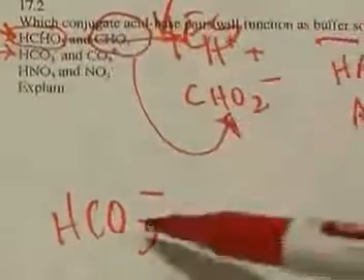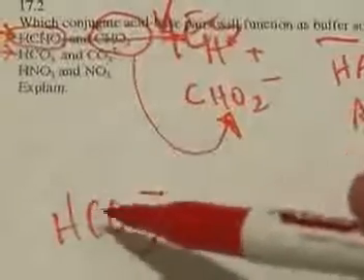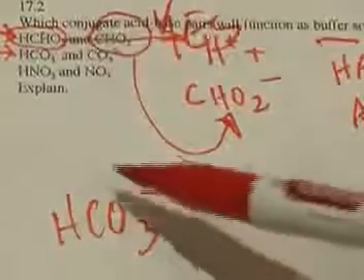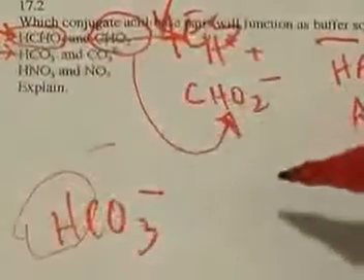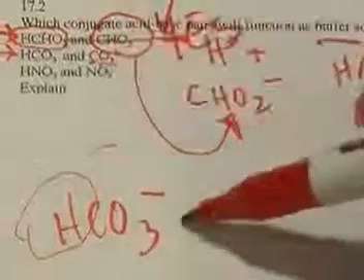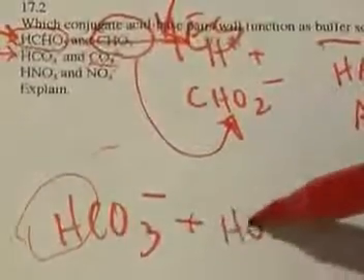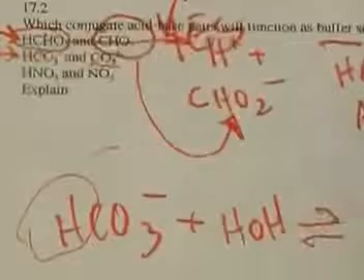Let's take a look at the second one now. This one's got HCO3 minus and then CO3 minus. Well, HCO3 minus could be a proton acceptor and then become H2CO3, or it could donate this proton as well and become CO3 minus. Aha! CO3 minus would be what it would form if it was acting as an acid.